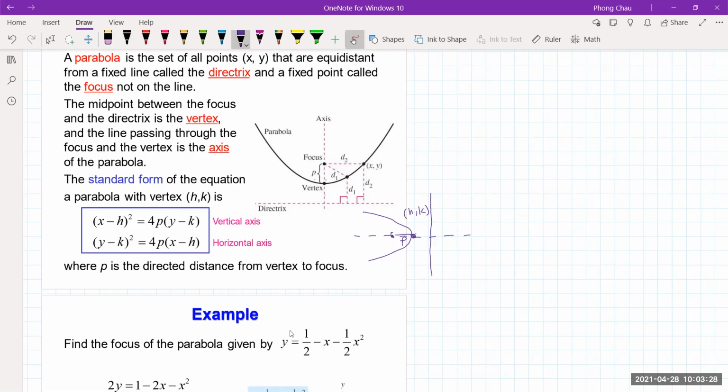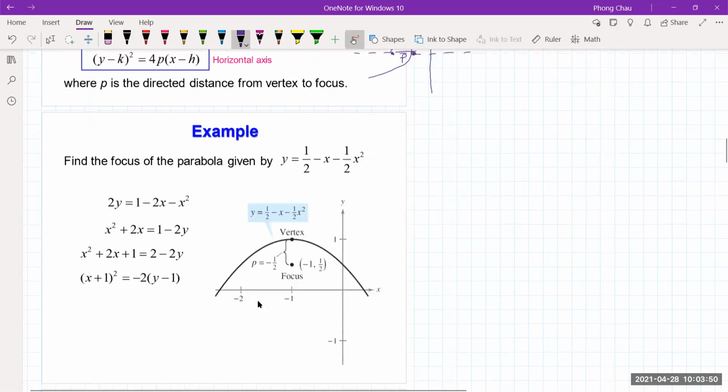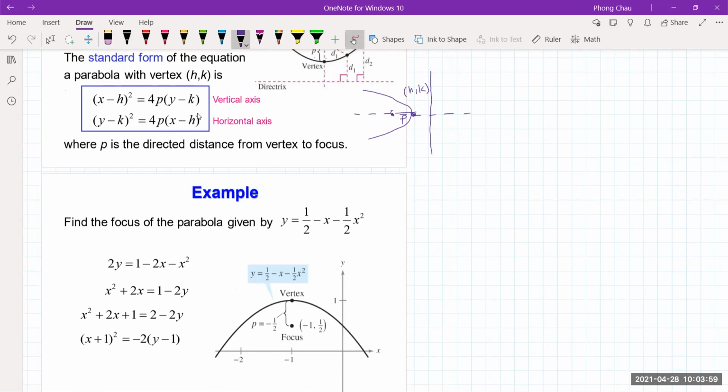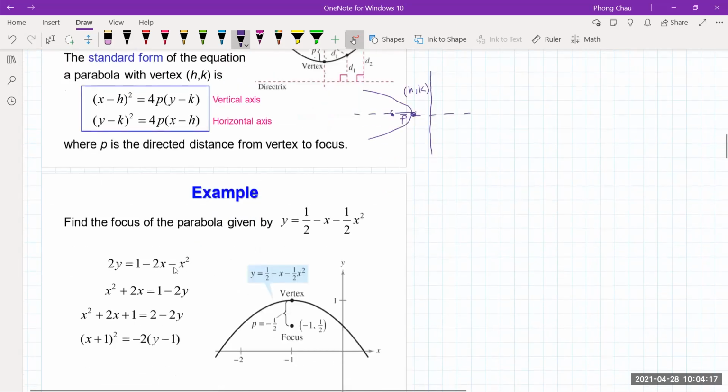Right, so the first thing I would do is to clear the fraction. I don't like the fraction, so times 2 on both sides. So you get 2y, and then that becomes 1, and minus 2x. 2 times 1/2 cancel, we get negative x squared. Now the next step is I want to put it in one of these two forms. Because I know it's open downward, it's going to be a vertical axis of symmetry, so it's going to be this form. To write in this form, you need to have the x quantity squared on the left. So I decided to move the negative x squared to the left, it becomes positive x squared. That becomes positive 2x. The 2y goes to the right-hand side, becomes negative 2y, because I want x on the left, y on the right.